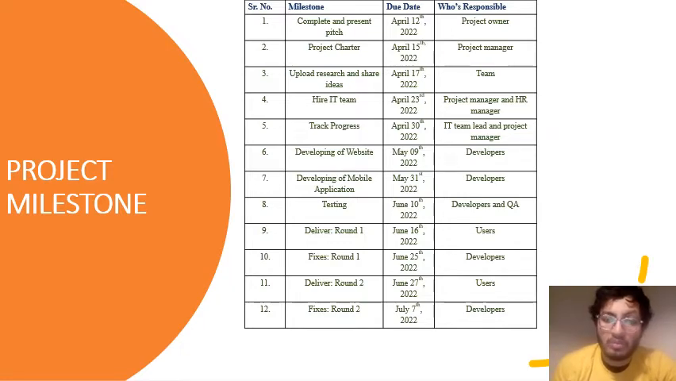So there are 12 project milestones, and these 12 are the responsibility of the project owner, project manager, team, HR manager, IT team, developers, quality assurance, and users.